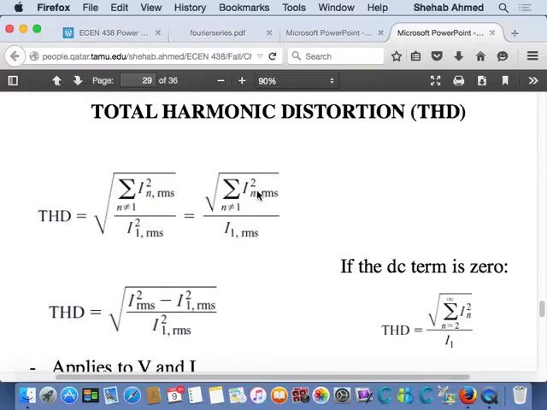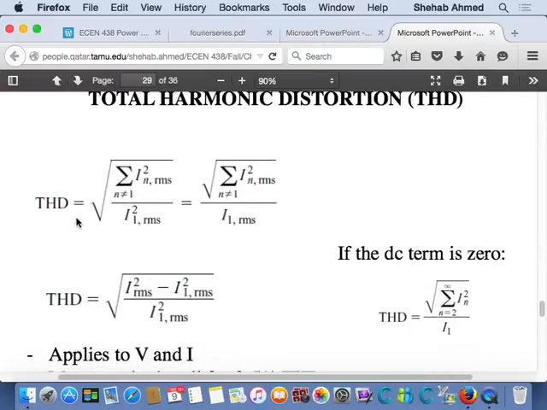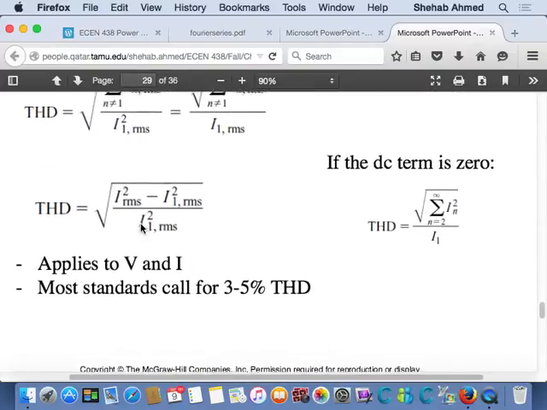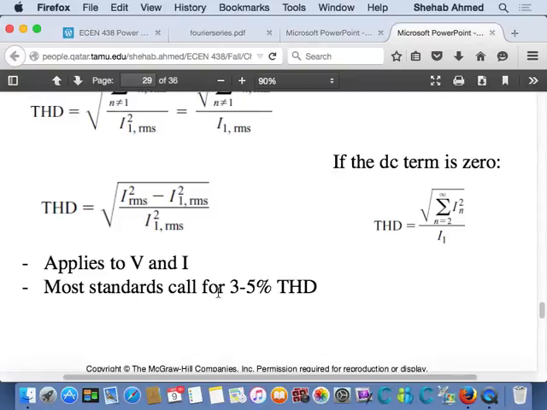So how much is allowed? You can rewrite this equation. This THD can be written as: you calculate your full RMS current, subtract the fundamental, which means it's everything but the fundamental, divided by the fundamental RMS. So there are different ways to write it. And it applies to both voltage and current. So I can ask you for the THD of voltage or the THD of current. It's the same equation. Just remove I and put V. Okay? And typically, what the utility or the standards allow is 3 to 5% THD. They don't allow more than that. If you are going to do more than that, you will be breaking your contract with them. The contract says your maximum THD in your system can be 3 to 5%.